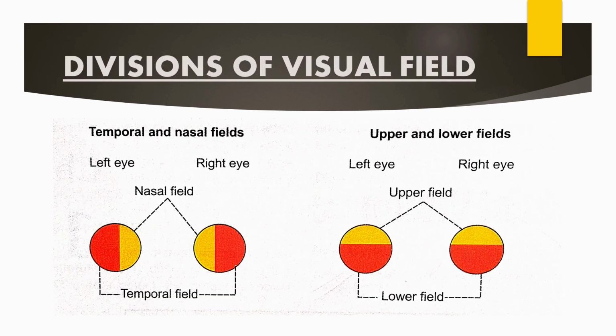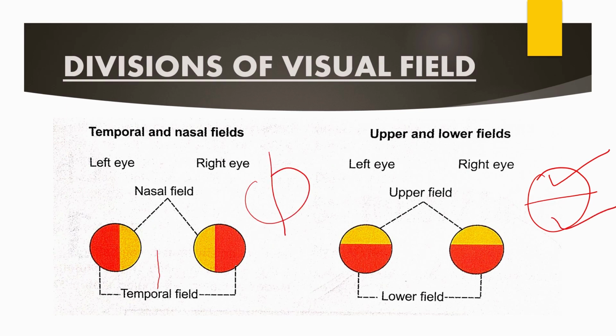Okay, let's move ahead. We have the division of visual field: temporal and nasal division, and upper and lower fields. As the name suggests, upper and lower field means the upper part and lower part. For the temporal and nasal fields, if suppose this is your nose, the one which is close to it is the nasal part, this yellow portion, and the one which is away from it, this red part, is your temporal portion. Clear?